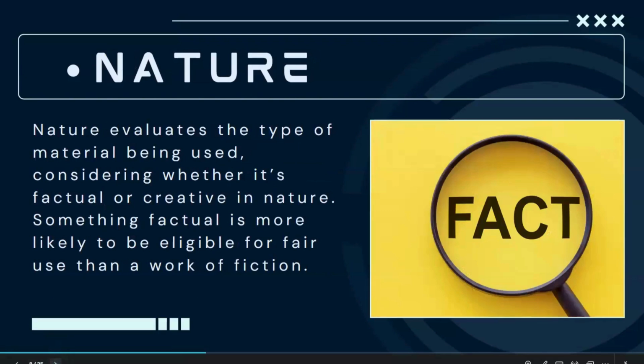Nature. Nature evaluates the type of material being used, considering whether it's factual or creative in nature. Something factual is more likely to be eligible for fair use than a creative work of fiction. And just about everything you'll be showing in class is probably nonfiction. So again, this would be a facet of fair use that you would have going in your favor.